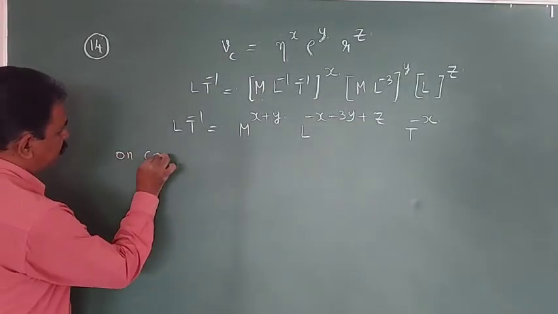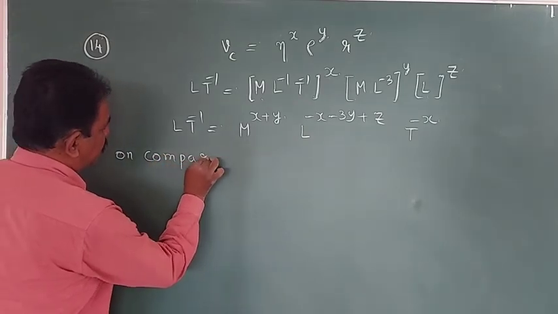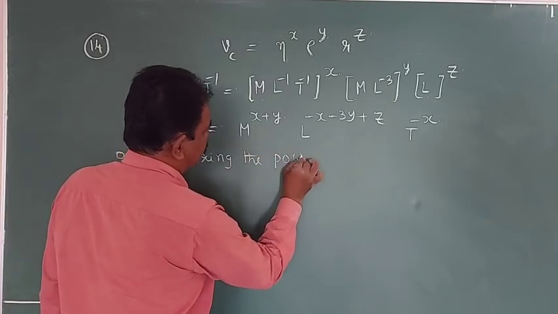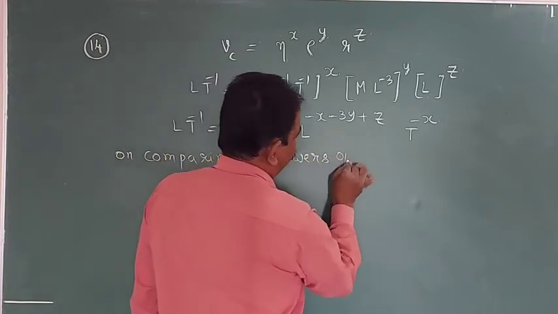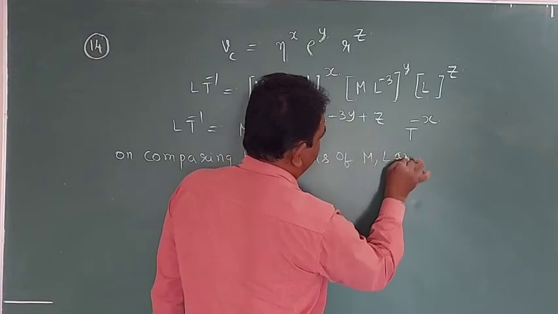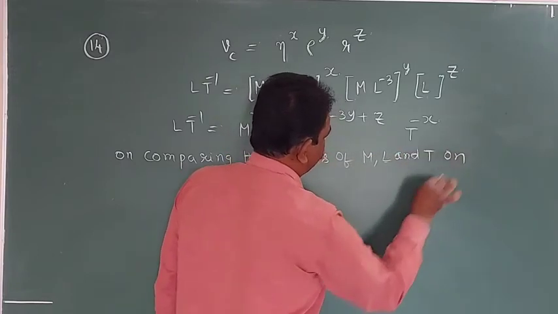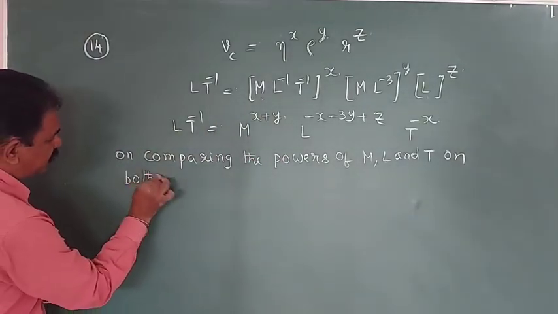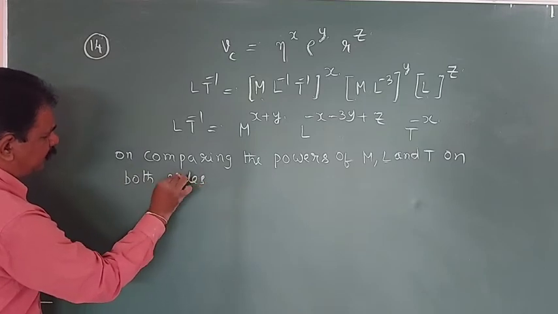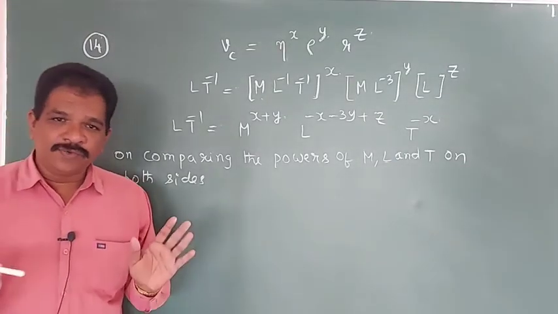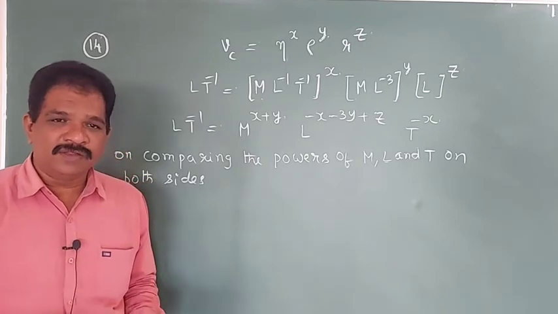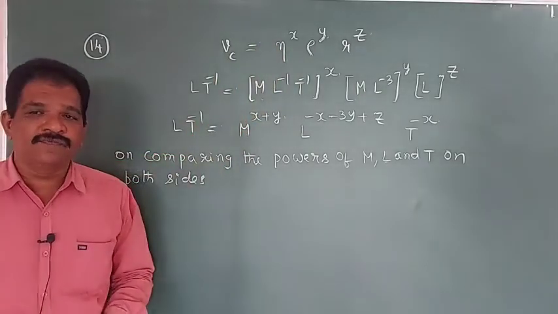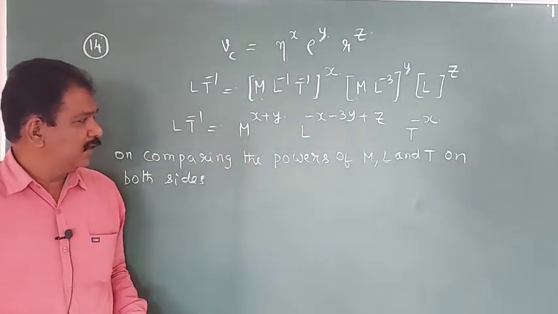On comparing the powers of m, l and t on both sides. The procedure will be the same, same model. If you know the dimensional formulas, you can solve the problem. Otherwise, you can't. So, prepare the dimensional formulas, then you can easily solve.